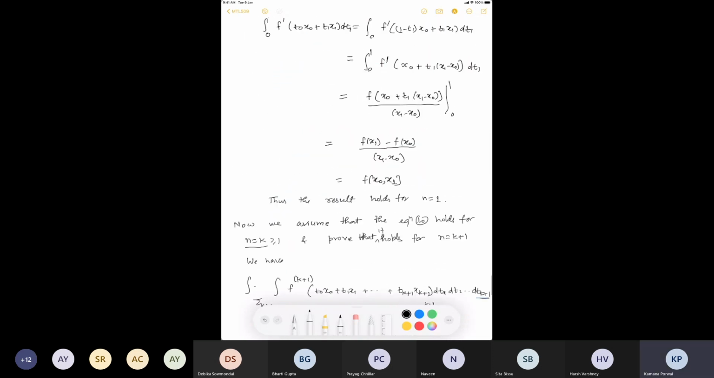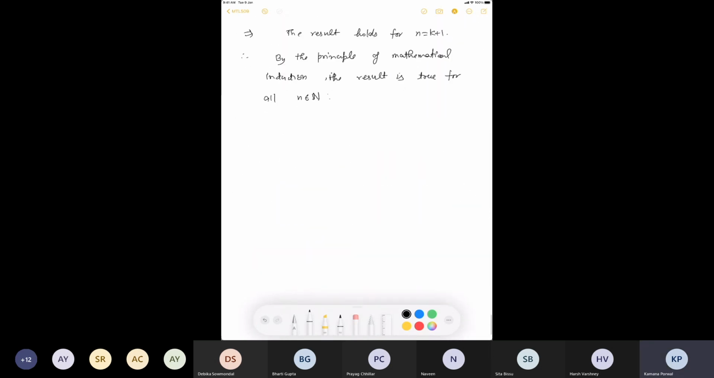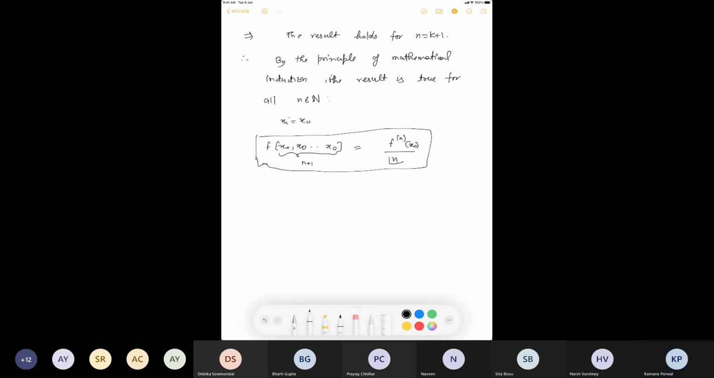In fact, you can try to find it, or we will see it in the next class, that if you take all the indices xi's the same as x0, and here I'm taking n plus 1 indices, this is going to be f^(n) evaluated at x0 divided by factorial n. So you can prove this using the Hermite-Genocchi formula. So you work it out, or we will see it in the next class.